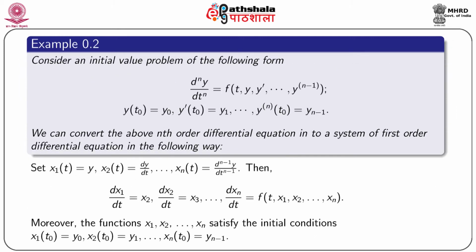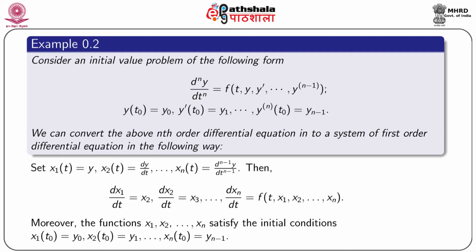Consider the following initial value problem: d^n y/dt^n is equal to f(t, y, y', ..., y^(n-1)), that is, the (n-1)th derivative, with the initial conditions y(t0) equal to y0, y'(t0) equal to y1, ..., y^(n-1)(t0) equal to y_(n-1). Now, this nth order differential equation we can convert into a system of first order differential equations in the following manner.